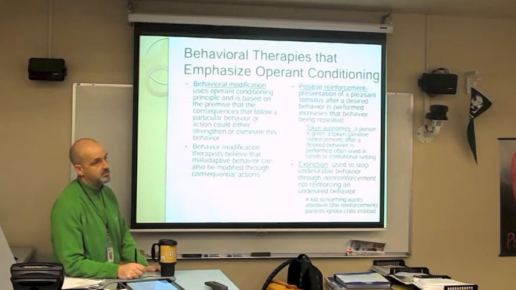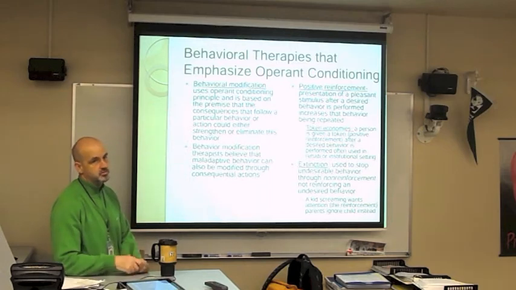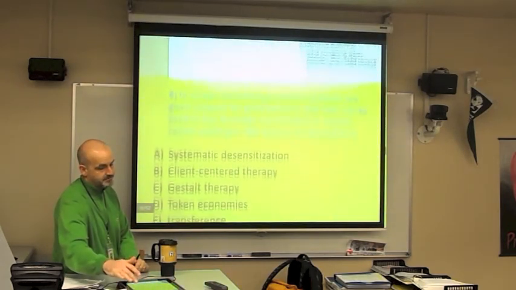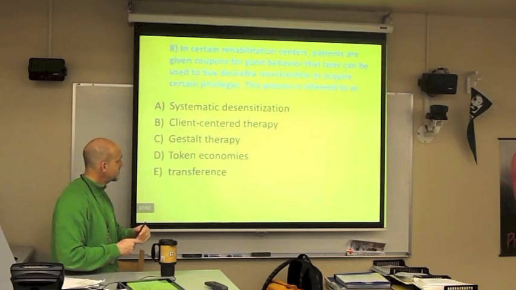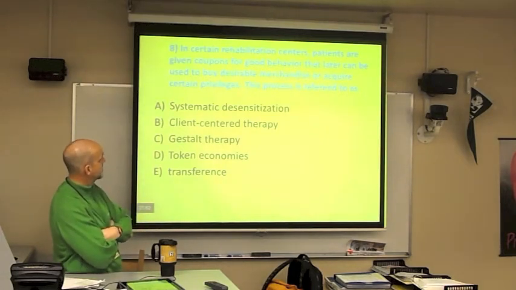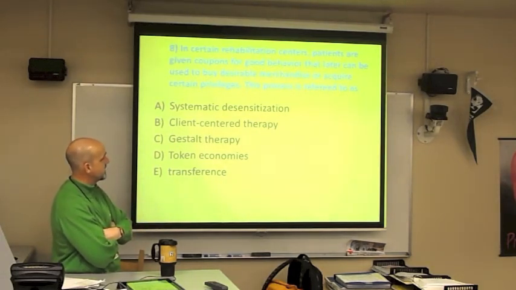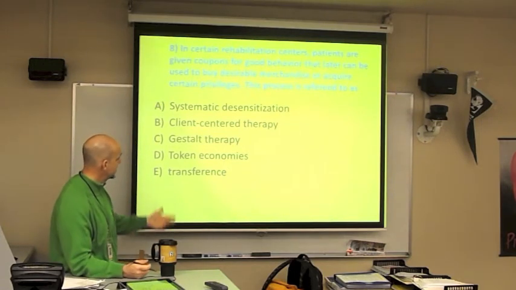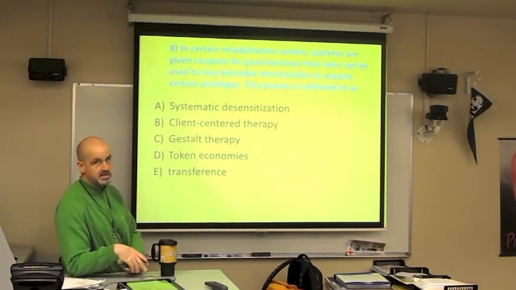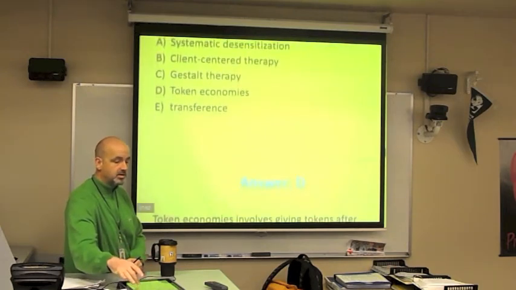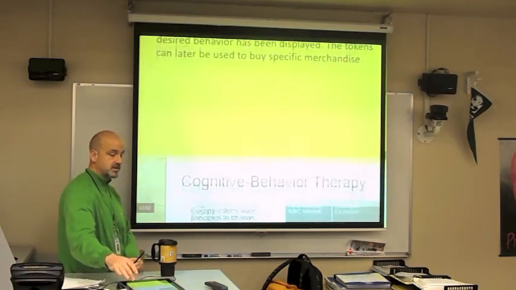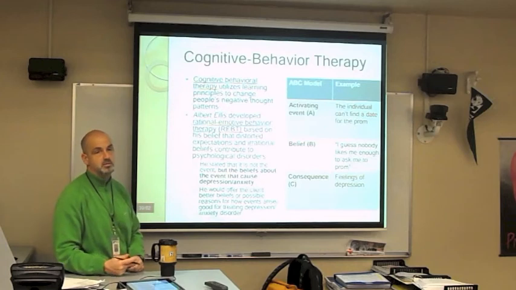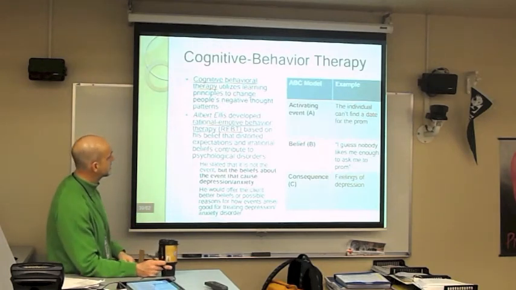They just ignore the kid because they know the kid is just mouthing off because they want attention. You give them non-reinforcement, that temper tantrum will become extinct. Now, typical question. In certain rehabilitation centers, patients are given coupons for good behavior that later can be used to buy desirable merchandise. So they're given tokens. So the example of that is letter D, token economics. And really, token economies are used a lot of times in rehabilitation centers or drug treatment centers.